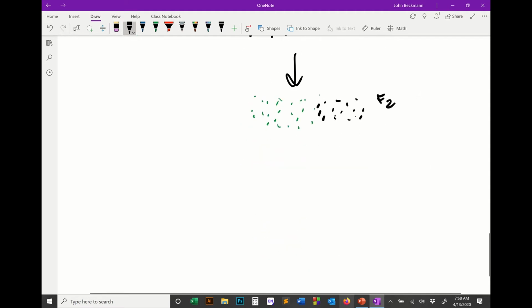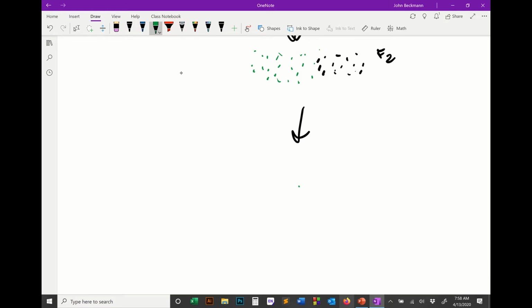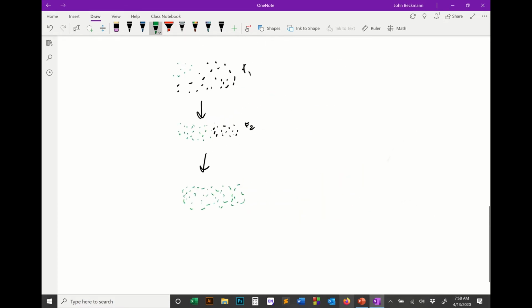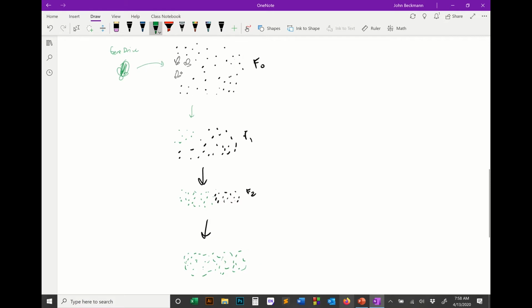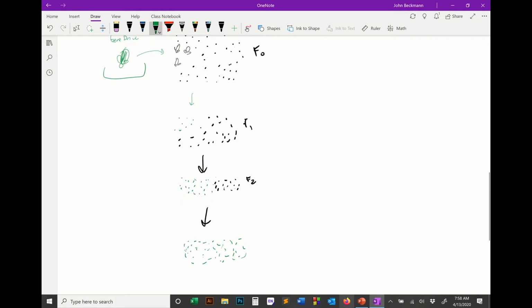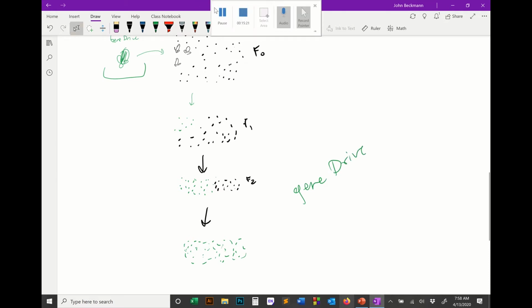F2. And the next generation looks like this. They're all transgenic green for our modified insect. That would be gene drive. How can we do that? How can we create genetic systems that do this?